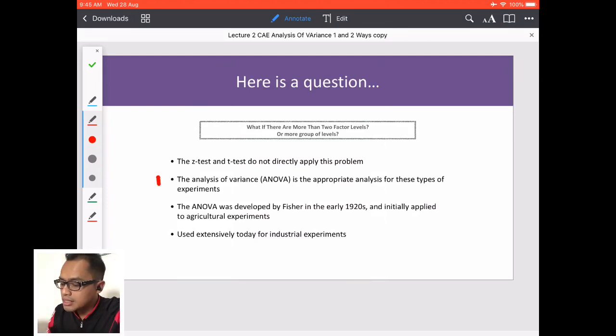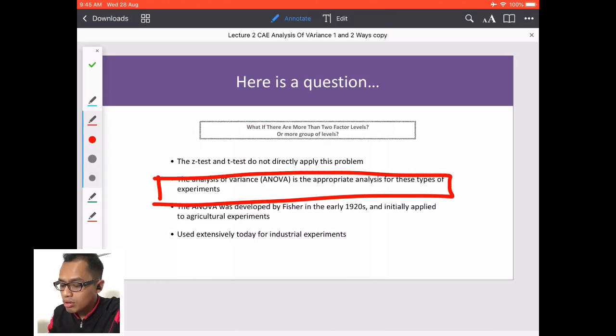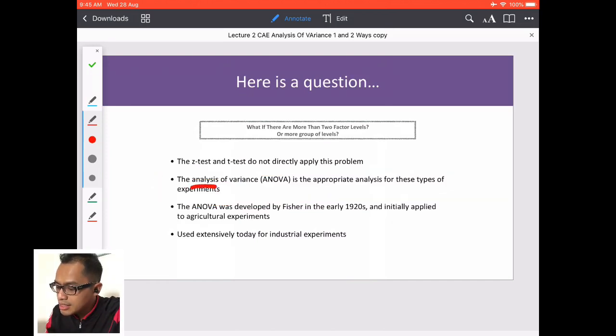What you will see here is ANOVA, the analysis of variance. That's why we call it ANOVA. It is the appropriate analysis to test these experiments. ANOVA was developed by Dr. Fisher in the early 20s because at this time agricultural development was booming in the US. They wanted a better way, rather than doing the tedious job of T-tests and Z-tests. So ANOVA can be one way or two ways, or more. You can have seven ways if you like.